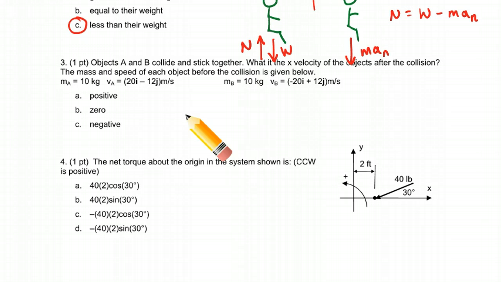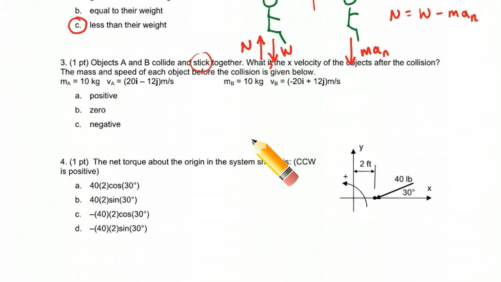Alright, number three, objects A and B collide and stick together. There's a typo there, what is the x velocity of the objects after the collision? Or maybe it should be r. What are the x velocities? I guess it is because the objects collide together and stick. So there's an important point here. That's a perfectly inelastic collision. The masses are given of each object, and speeds of each object are given in these terms, and so we're not asking you to calculate numbers here, just determine if it's positive, 0, or negative.